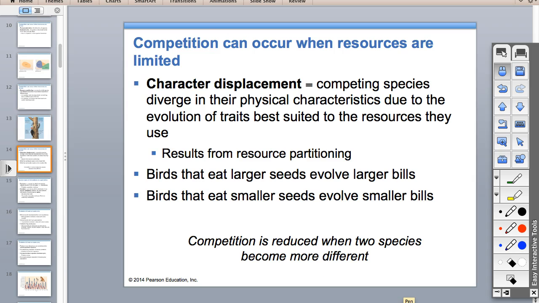Character displacement. In the last PowerPoint, I showed you the honeycreepers of Hawaii, and you could look at the bird, and if it had a long beak that was kind of curved, it was probably a nectarivore, which means they eat nectar. If it has a big, thick beak, you can look at it and say, oh, that bird eats seeds, because it has a strong beak.